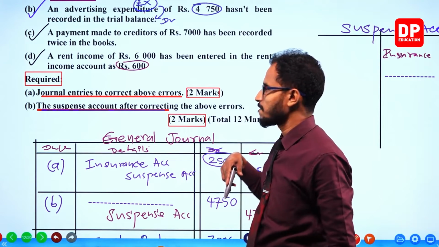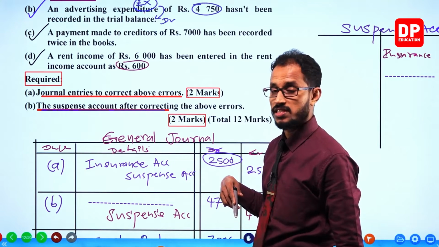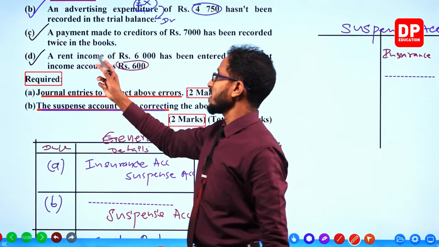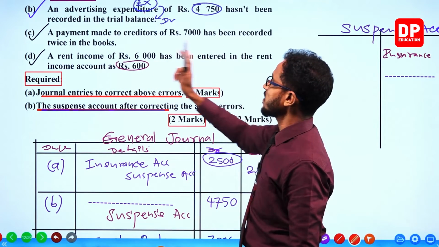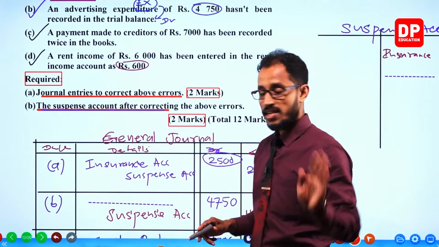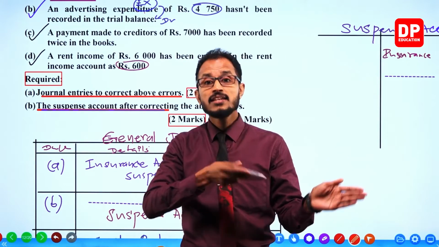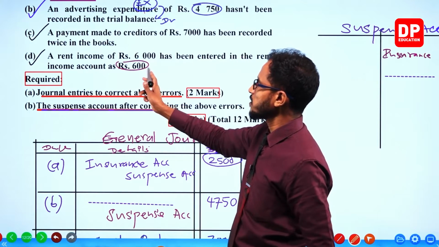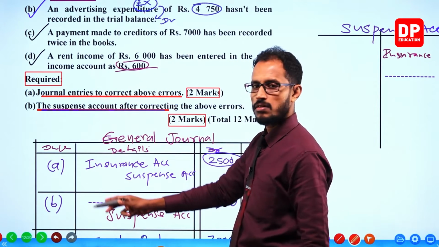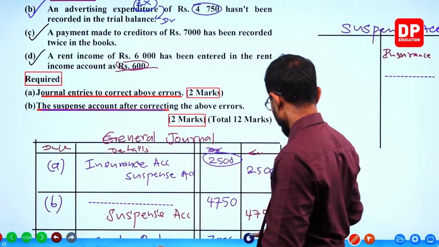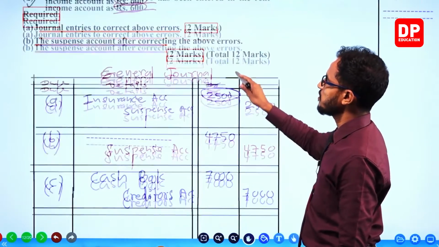Okay. No, it doesn't go to the cash book. Rent income 6,000 has been entered in the rent income account as 600. Rent income is a credit account. Incomes increase on the credit side. In the credit side, 5,400 is missing. That shortage we must put to the credit side.